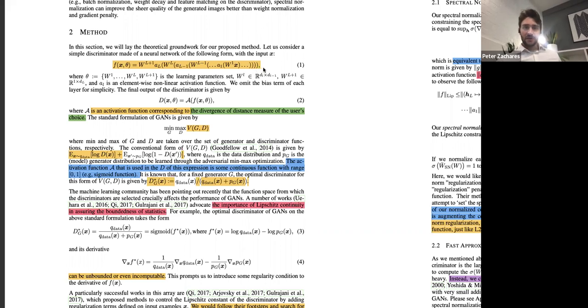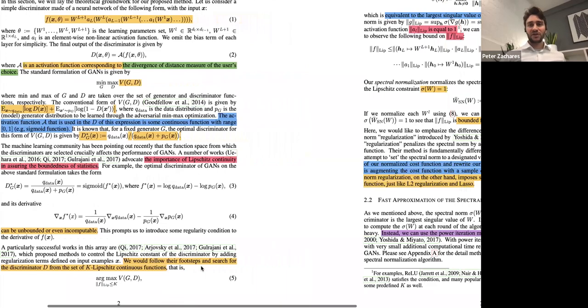It says corresponding to, Vahan says, it says corresponding to the divergence of the distance measure. I think it means that the measure function depends on the activation function, not that the activation function is a distance measure. That makes sense to me.